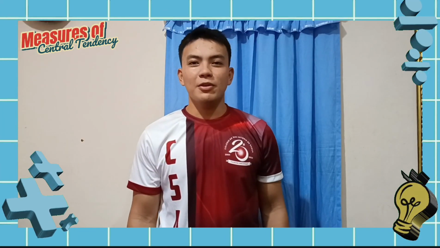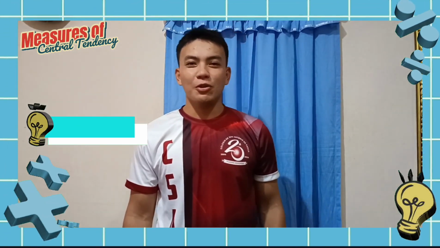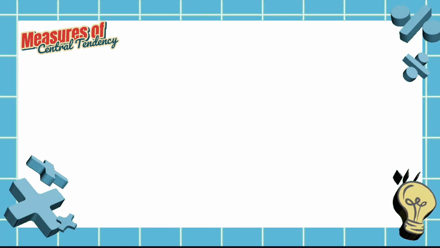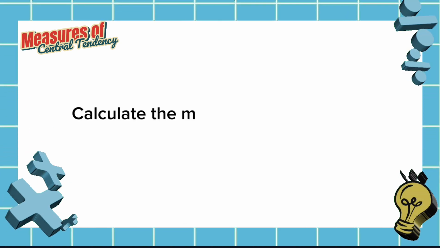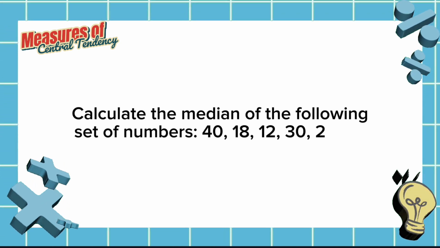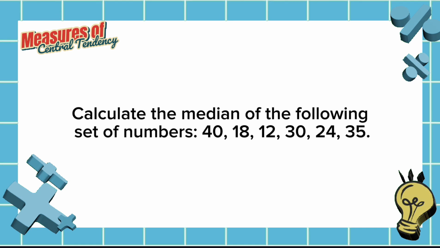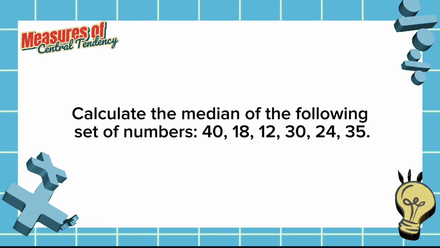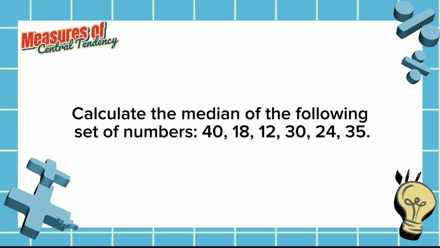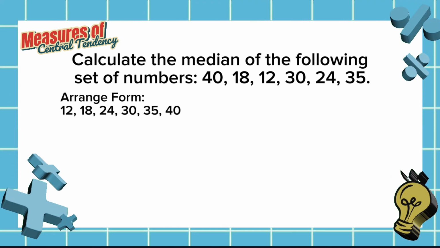The median is the middle value in a dataset that has been ordered from smallest to largest. Let's solve this sample problem. Calculate the median of the following set of numbers. We have 40, 18, 12, 30, 24, and 35. Before we solve, we must arrange the given numbers. After arranging the given numbers, let's solve for the median.